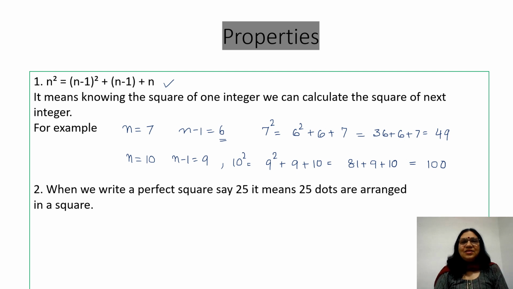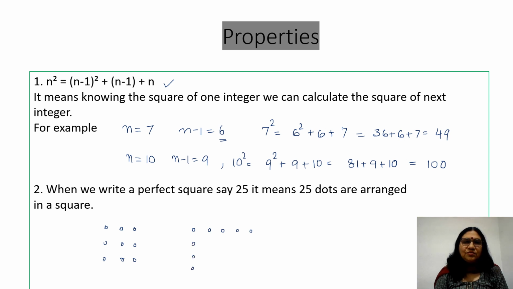Second property is when we write a perfect square, say 25, it means 25 dots are arranged in a square. So when I talk about any perfect square, say 9, it means 9 dots can be arranged in a square. So I can arrange 9 dots in a square. Similarly, 25 means I can arrange 25 dots in a square.